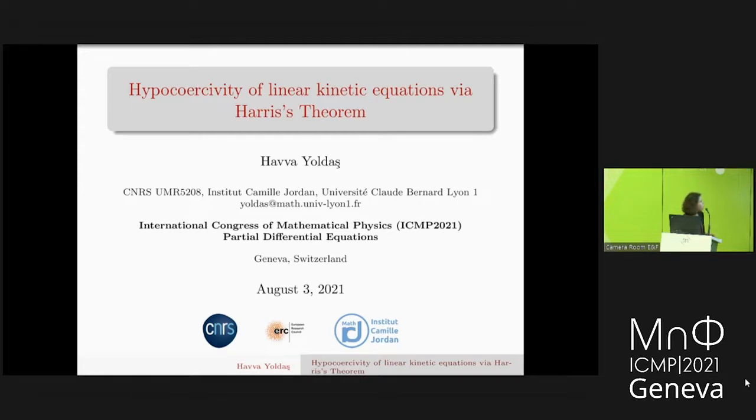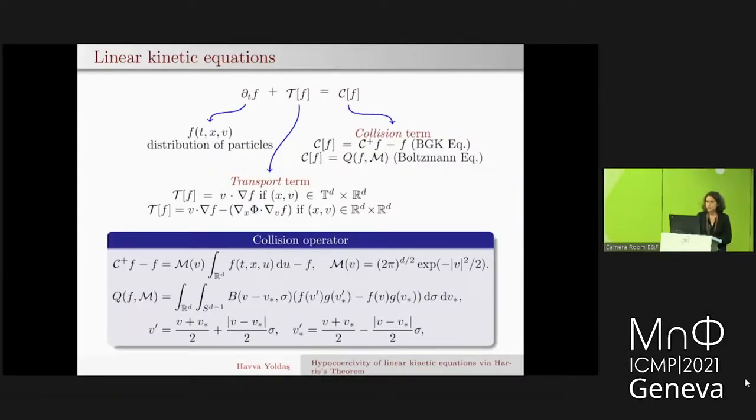So the equations we are interested in are of this form. They describe the time evolution of the distribution of particles, which can be gas particles or dust particles, depending on the application. I separated the transport part and the collision part. The transport operator describes either free transport with a constant speed when the equations are posed on the d-dimensional torus with periodic boundary conditions, or transport under the effect of some external confining potential when the equations are posed in R^d.